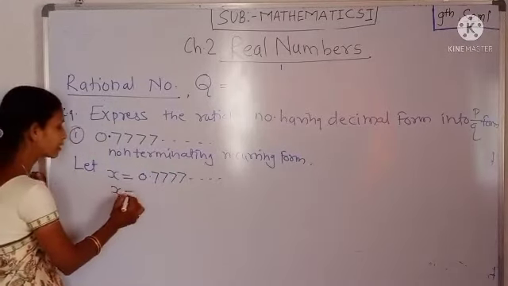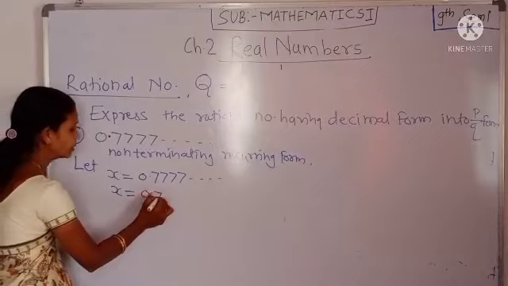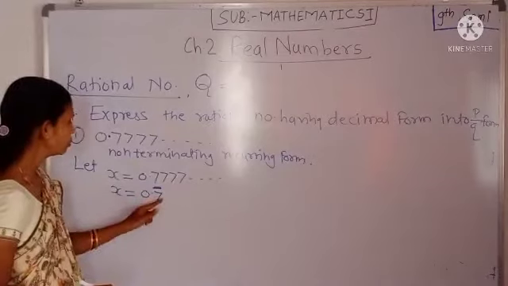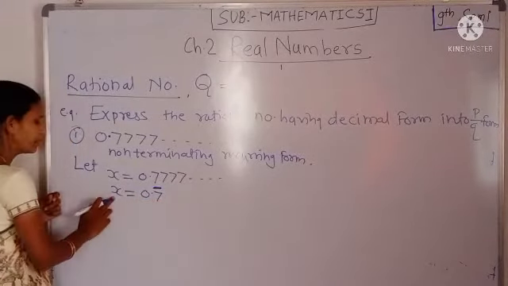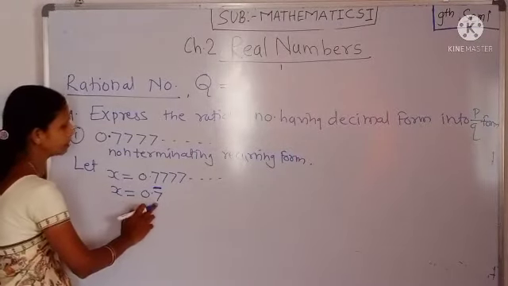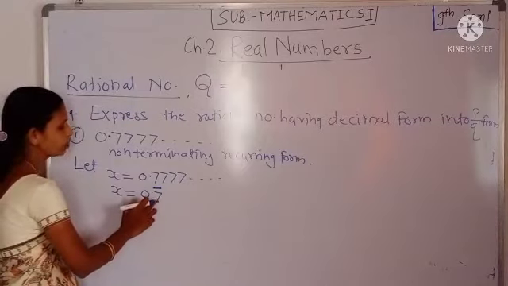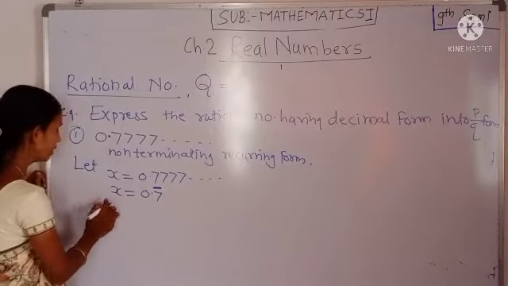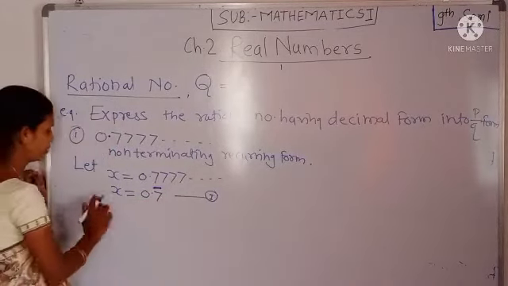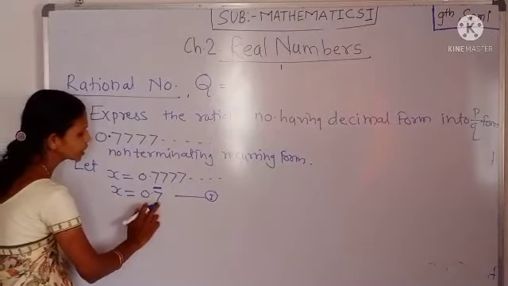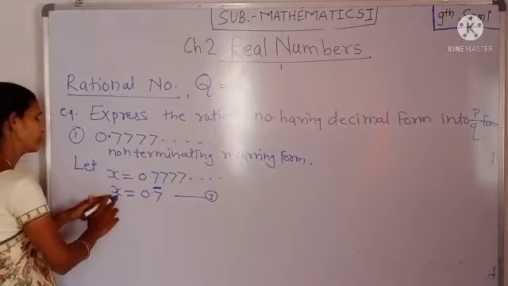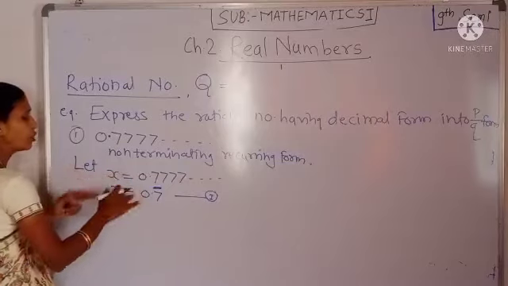That means x is equal to 0.7 with a dot, or the line is used on the repeating digit. That means x is a rational number written in decimal recurring form. And therefore, see here, let this be equation number 1. Here only 1 digit, 7, is repeating. Therefore, we have to multiply that equation by 10 on both sides.